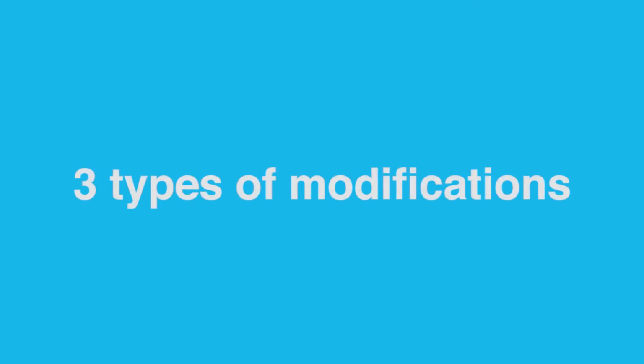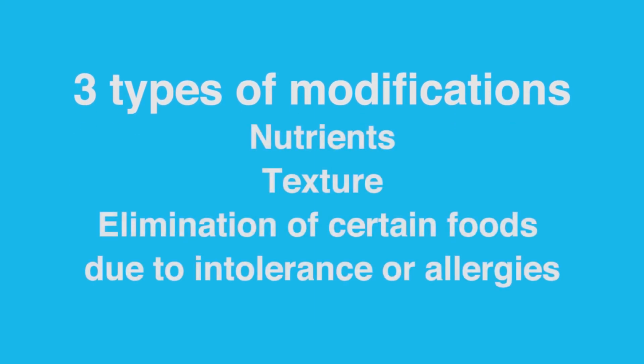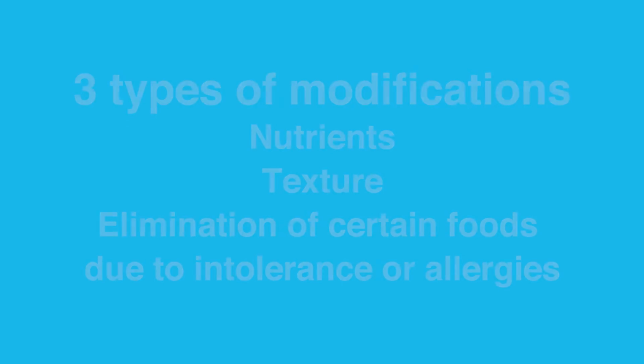There are three types of diet modification when it comes to diet order: the modification of certain nutrients, the modification of the texture or liquids, or the elimination of certain type of food due to intolerance or food allergies. Let's begin by highlighting some of the common nutrient modification diet orders.